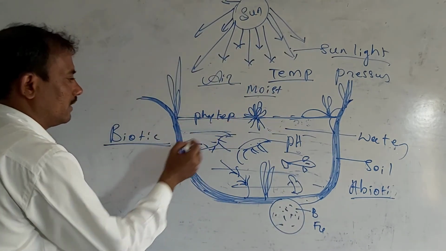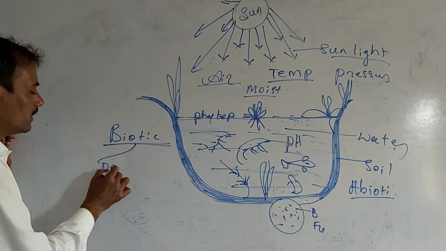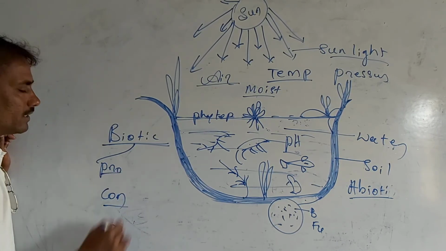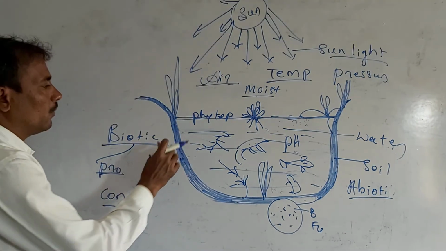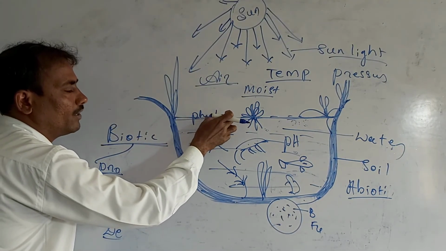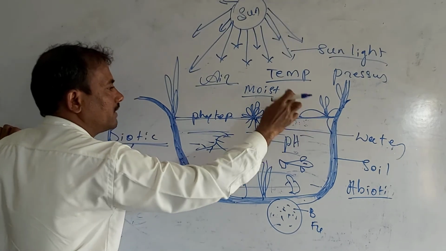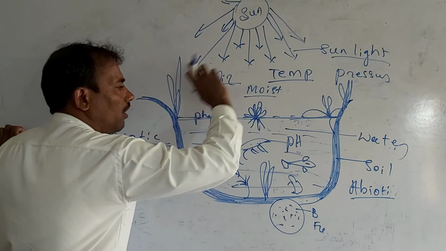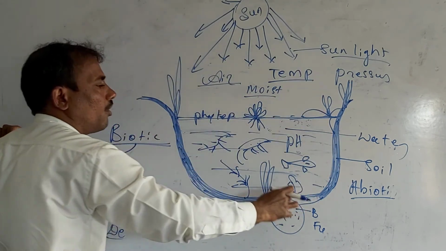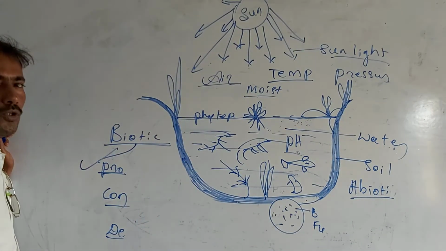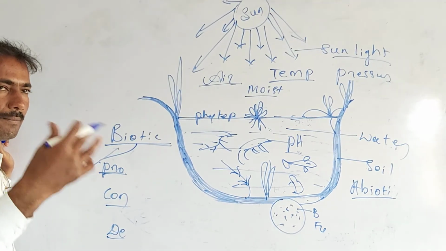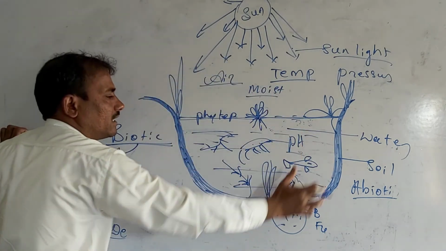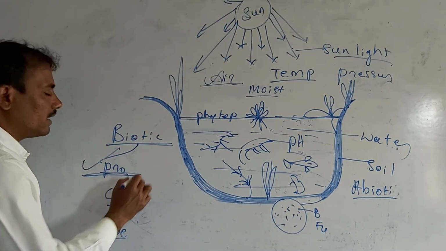Biotic factors include the producers, the consumers, and the decomposers. Whatever the green plants, maybe the free floating plants, or free floating rooted plants, or amphibious plants, the submerged plants, or suspended plants, all the water plants present in the pond are considered producers, as they photosynthesize, as they prepare their own food material. All green plants in the pond come under the producers.